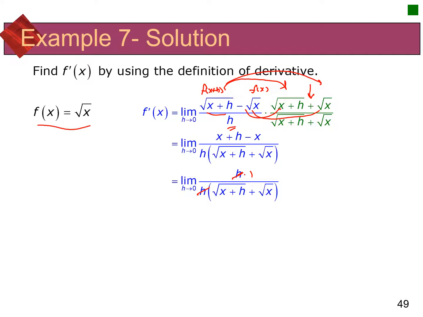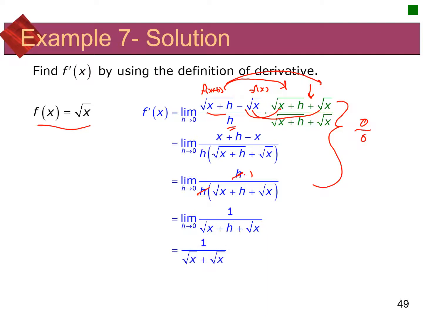And when they cancel, I'm left with the limit as h approaches 0 of 1 over the square root of x plus h plus the square root of x. Everything up here, if I had put the 0 in, again, I would end up with that 0 over 0. Once that h is canceled, that issue should now be gone. So I'm just going to plug the 0 in for the h.